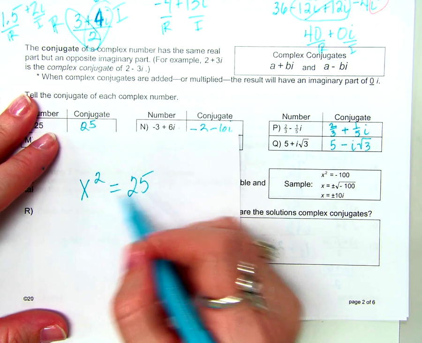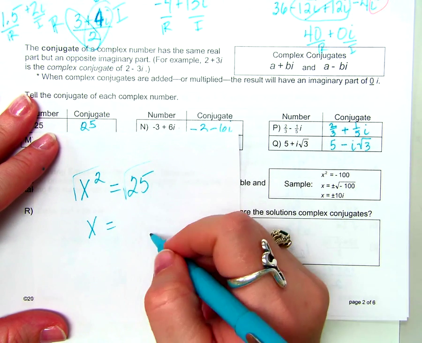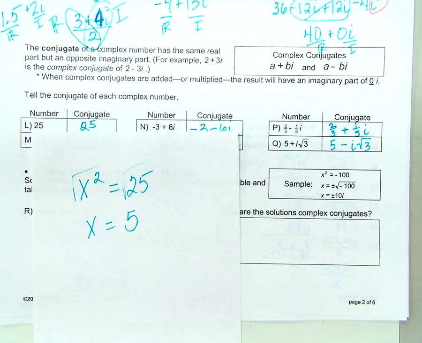So if I was solving this, I would take the square root of both sides and I would get what? What's the square root of 25? 5. How many solutions is that? 1. But it has to be 2, doesn't it? It's not a double root. So tell me, what times itself gives me 25? A 5, but what else times itself is 25?